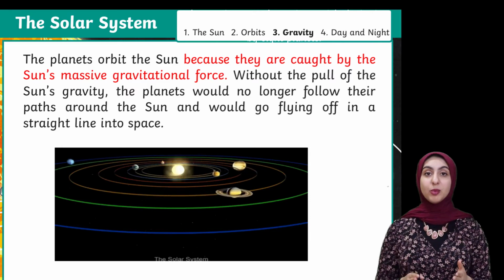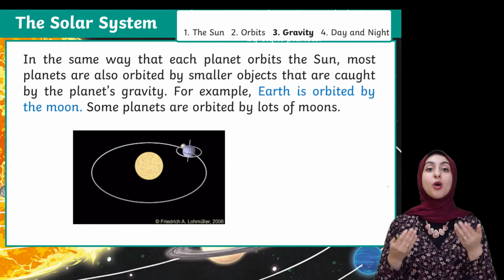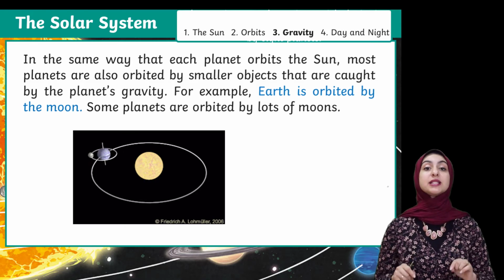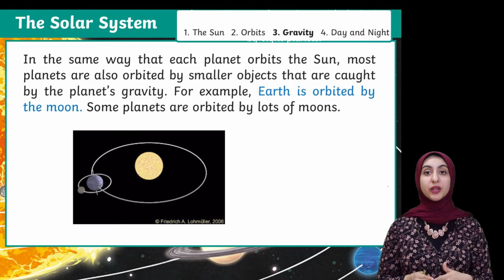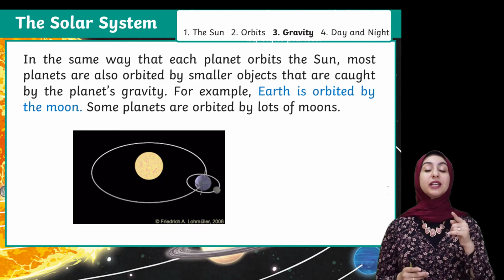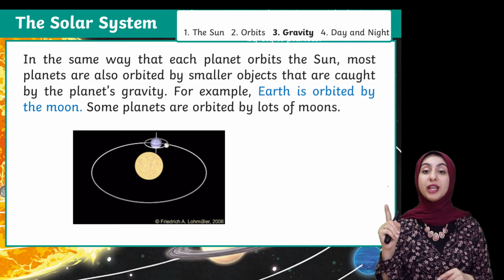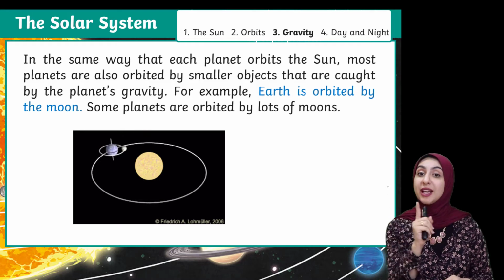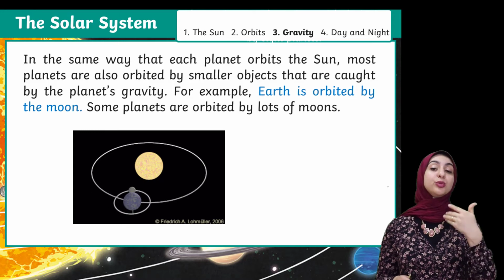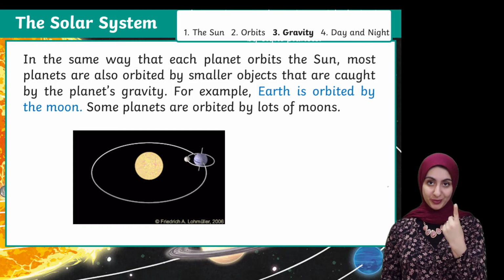In the same way that each planet orbits the Sun, most planets are also orbited by smaller objects that are caught by the planet's gravity. For example, Earth is orbited by the Moon, right? Like here in this animated picture, there is one moon orbiting the Earth while the Earth is orbiting the Sun. Some planets are orbited by lots of moons, but our Earth is orbited by only one moon.